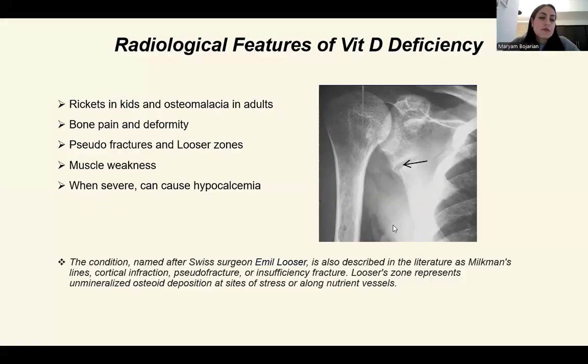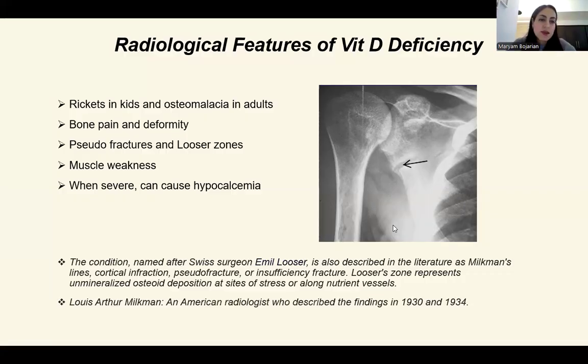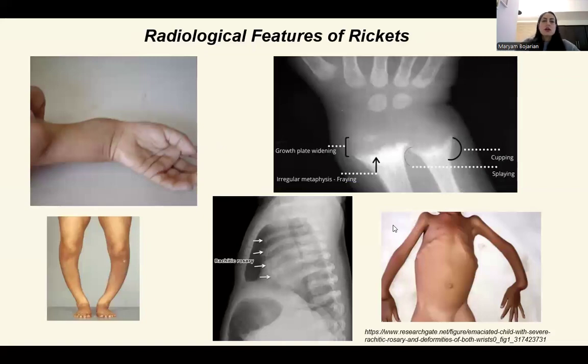This condition is named after the Swiss surgeon Emil Looser, and is also described in the literature as Milkman lines, cortical infarction, and pseudofracture or insufficiency fracture. Looser zones represent unmineralized osteoid deposition at sites of stress or along nutrient vessels. Milkman is named after Louis Arthur Milkman, an American radiologist who described this finding in 1930 and 1934. Okay, and those are more radiological features.